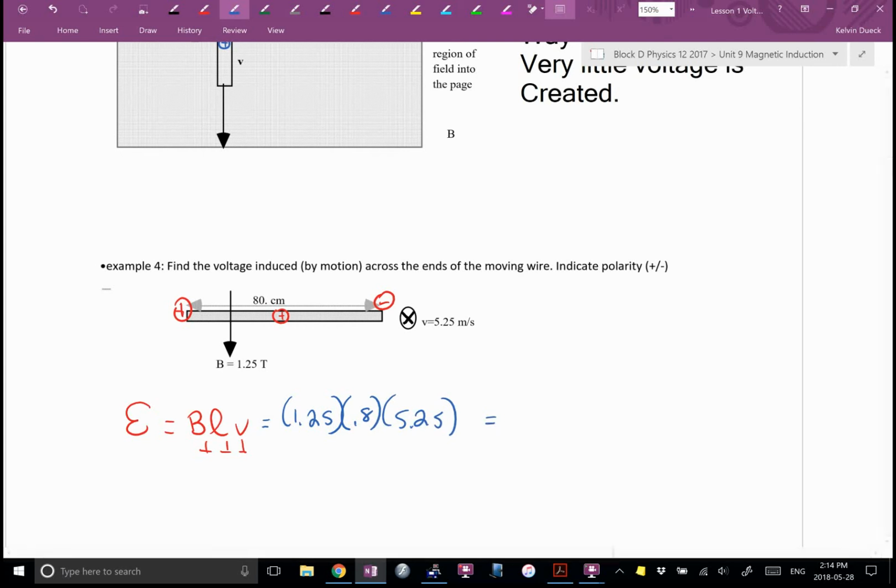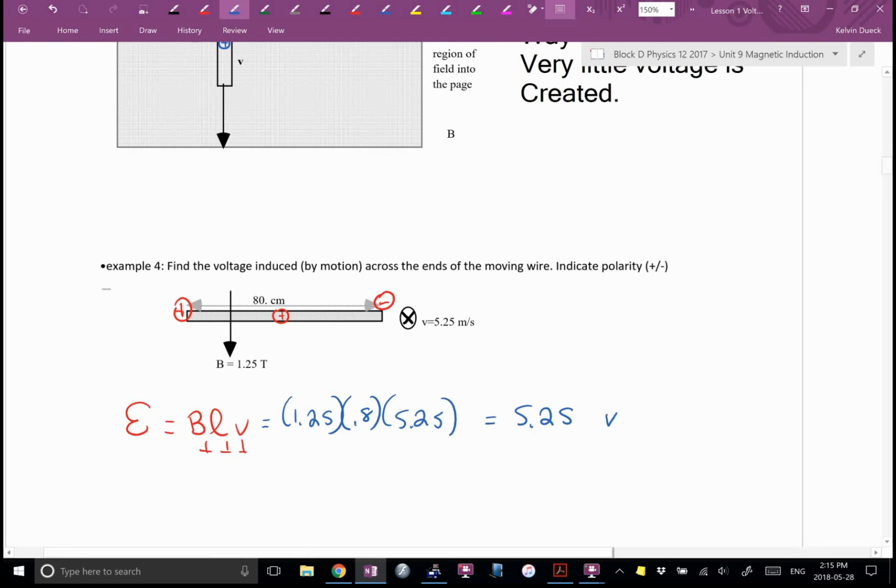How many volts? I think we're getting enough now to compete with a standard battery. 5.25? Well, that's not bad. It's the exact same number as the speed, just because these two numbers happen to cancel each other out by a fluke. That's not bad, though. A 6-volt battery is what runs a golf cart. 5.25 volts would certainly run a flashlight quite nicely.